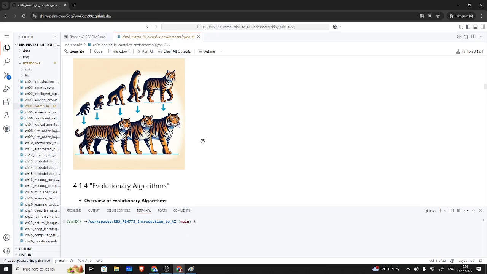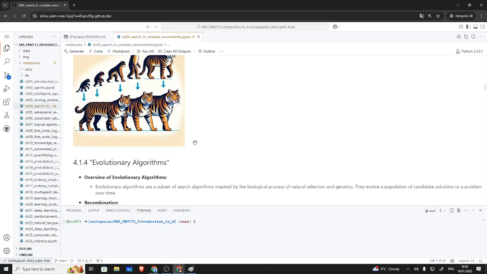Okay. And then we get to evolutionary algorithms. So how do we get from a monkey to a tiger? Of course, people are inspired by biological processes, like evolution. So you evolve a candidate solution over time. Kind of cool thing, again.